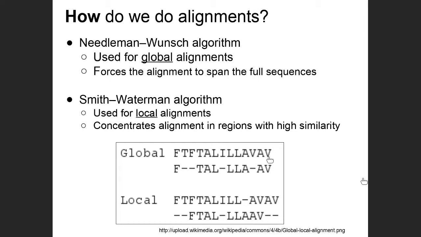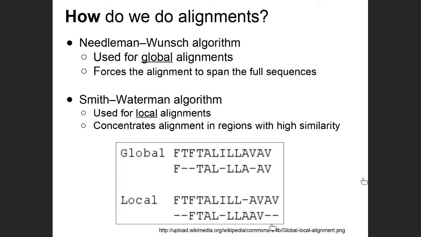What global alignments try to do is to stretch the alignment between the first and the last, in this case, amino acids in a sequence. And then for local, it's trying not to stretch. It's doing the opposite. It's trying to keep the letters as close together as possible, even if the beginning or the end of the sequences don't match. All right, do you see that?